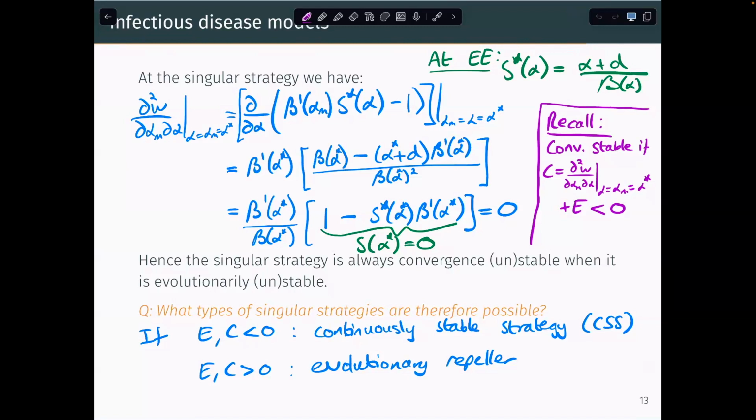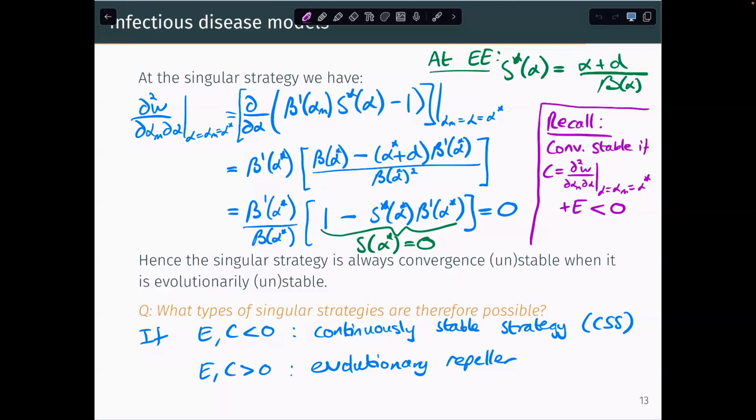Now we take this term in the middle, beta prime alpha m times s star of alpha. I've called it s star of alpha just to make it explicit that this is a function of alpha. In other words, our density of susceptible hosts at equilibrium is determined by the virulence of the pathogen, okay? And -1. We take the partial derivative of this with respect to alpha, and we evaluate all of this at alpha star. This is just application of the quotient rule because beta prime of alpha m is going to be a constant out the front.